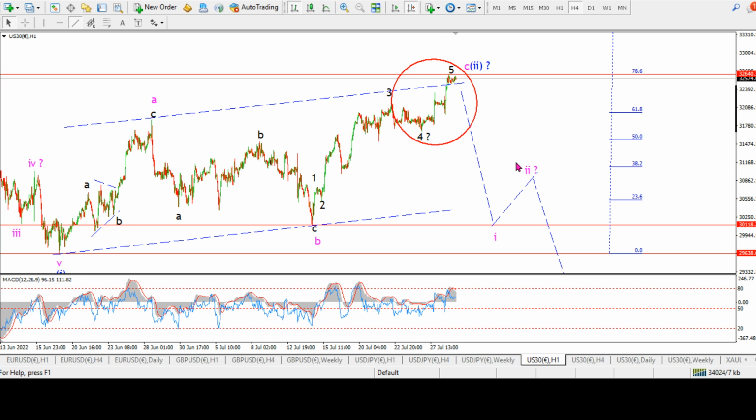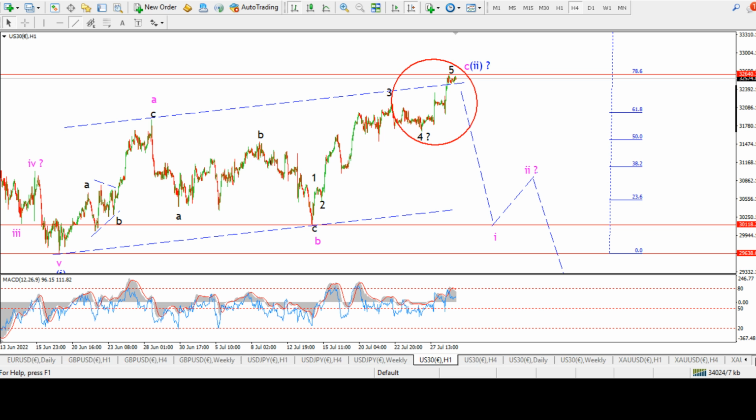I'll leave it up to the market to decide what's going to happen here. All I can say is the pattern's in place. If I'm wrong, I'm wrong, but this pattern is done. So let's see how that goes.